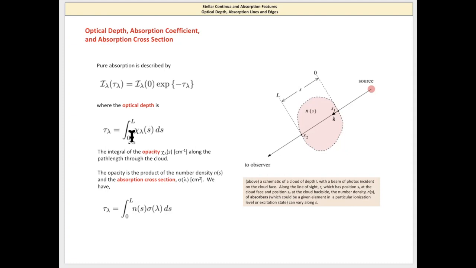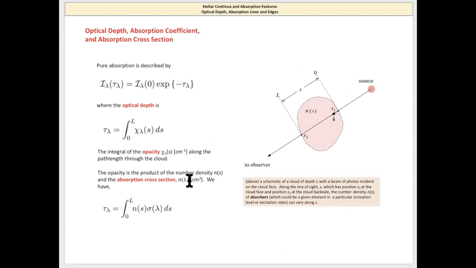What is the opacity? Okay, first of all, opacity is in units of inverse centimeters. And it gives you a measure how much or how rapidly photons are removed from the path at a given wavelength at a given position S along the sight line. Now the opacity turns out to be the product of the number density n sub S along that line of sight and something else physical, something that gives rise to absorption. And that is the absorption cross-section of the absorbing ion or atom. So it is the product of the number density along the sight line and the absorption cross-section.